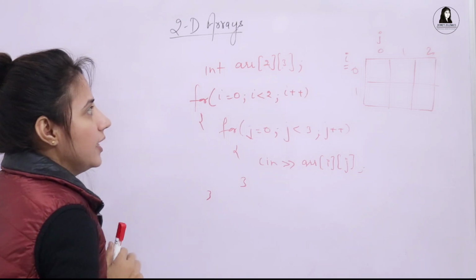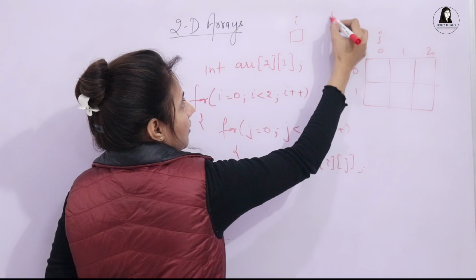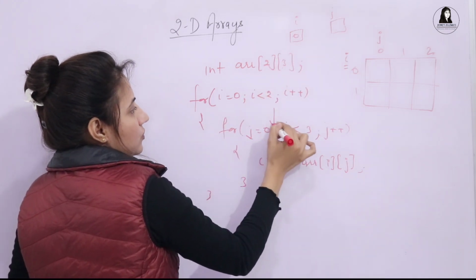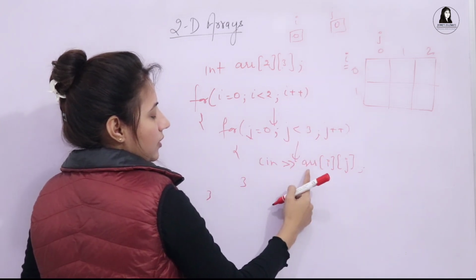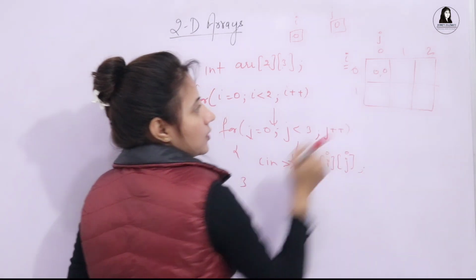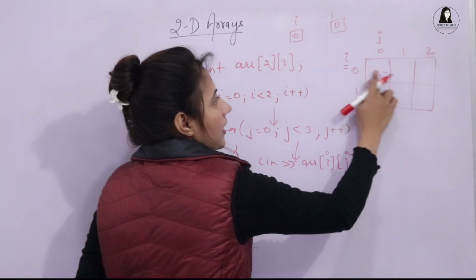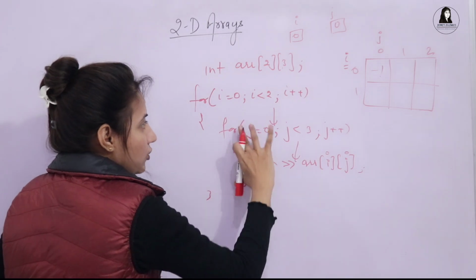That's it, right? So first, I is 0. Condition true, yes, we will enter here. Now J is 0, condition true, yes, we will enter here. Now ARR of I, J, where I is 0 and J is 0. 0, 0 means this memory location, so whatever you enter, that element would be stored here. Suppose I am entering -1. Now we are within this inner loop.